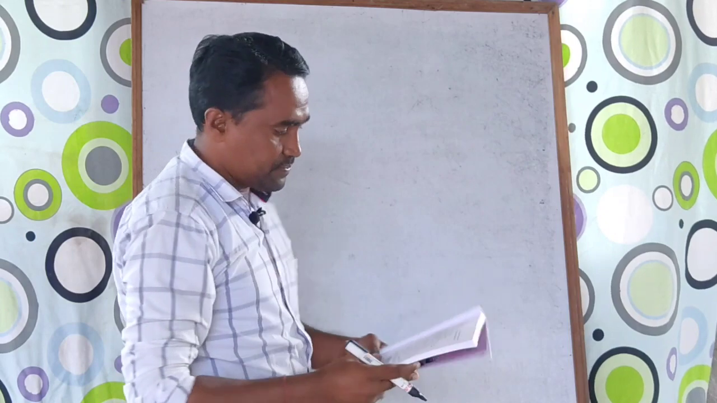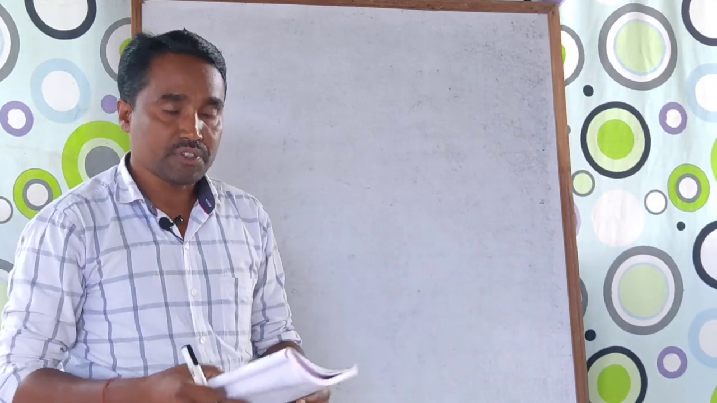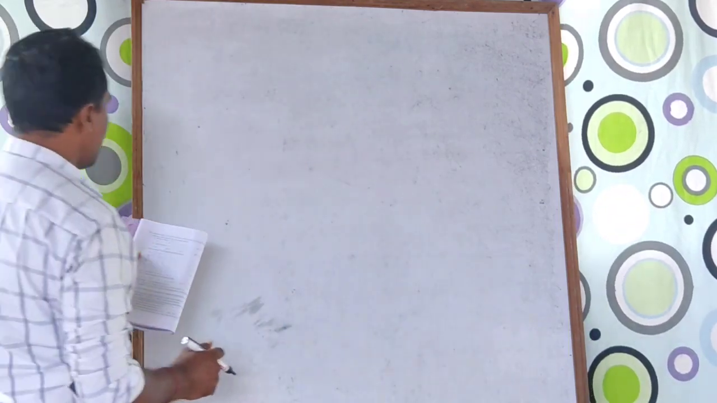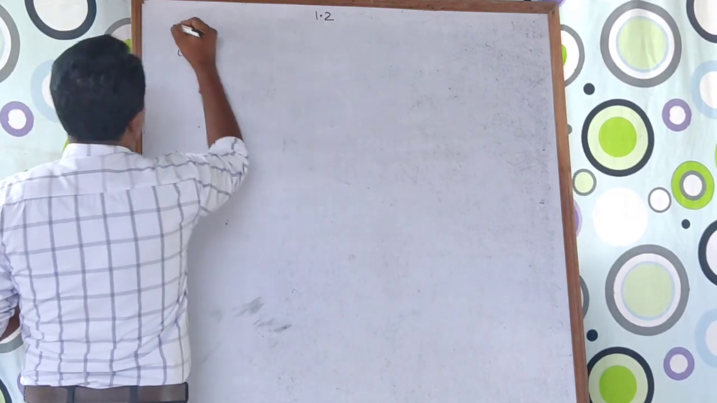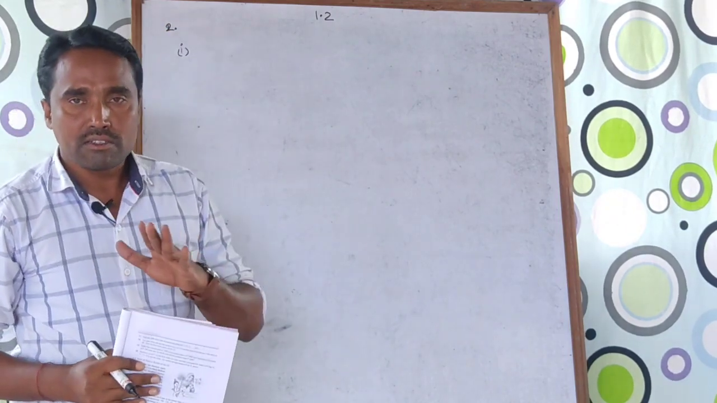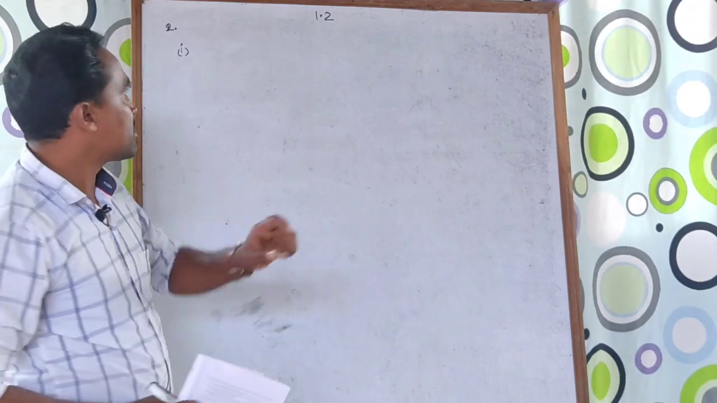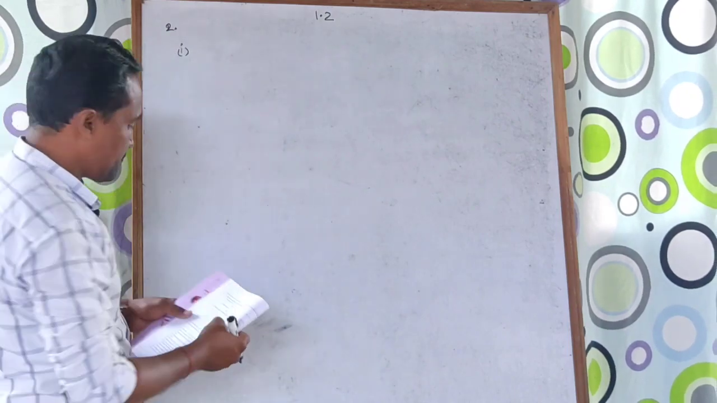The question is, fill in the blanks in the following table. In fact, there is a table given. I will take one more question, if you can get it easily. Again, the question is, I will write second main first question, 1.2. Remember, this is in the state textbook, and in the CBSE textbook you will get this one as 5.2. The question number will be the same.